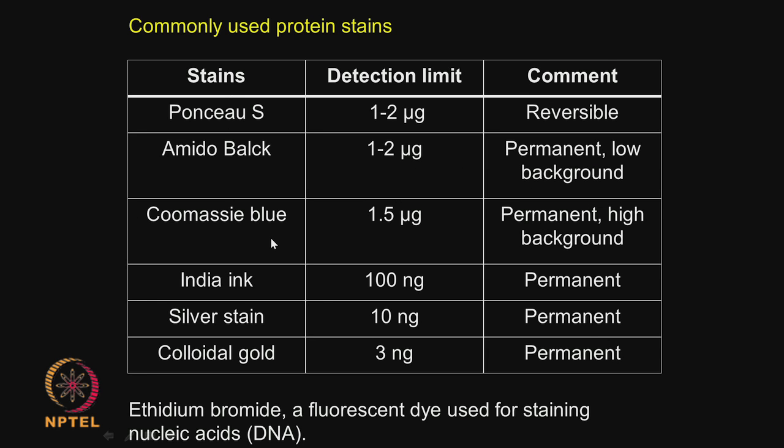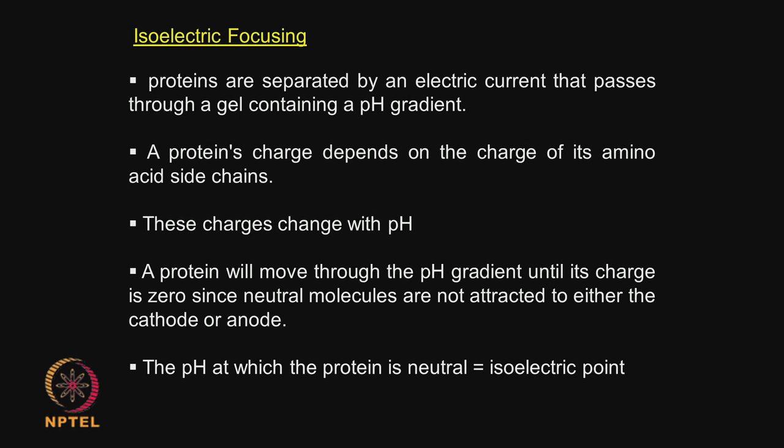So, commonly used protein stains: if you want to detect protein in the 1 to 2 microgram or in the nanogram range, we can use different types of stains. We will not go too much into that, but as you can see, for detection at the nanogram level or the microgram level, there are different types of stains available. If you want to stain nucleic acid, then we need to use a fluorescent dye like ethidium bromide. So, a large number of protein stains are available.